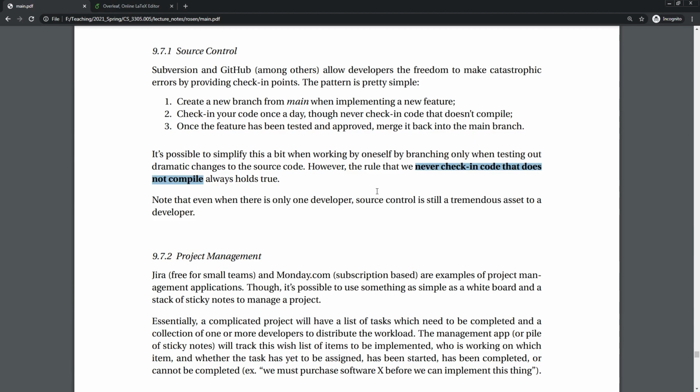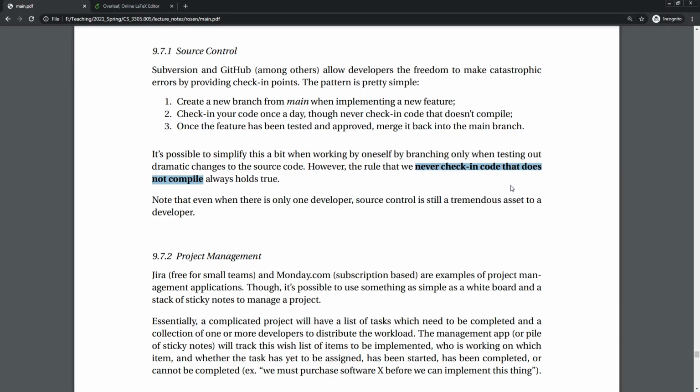So it's not a total loss. But if you check it in and it doesn't compile, and people start checking in on top of that, then you've created a nightmare scenario, and it's not clear where you have to go to fix it. And everyone has to stop checking in. So now the entire team's progress is halted because you checked in broken code. So just don't ever do that.